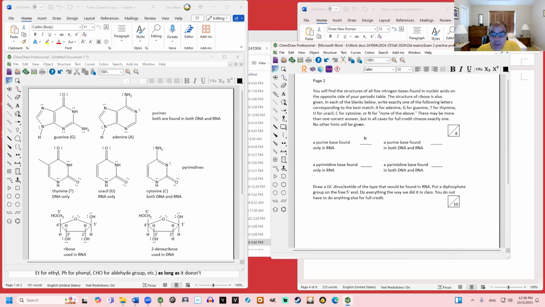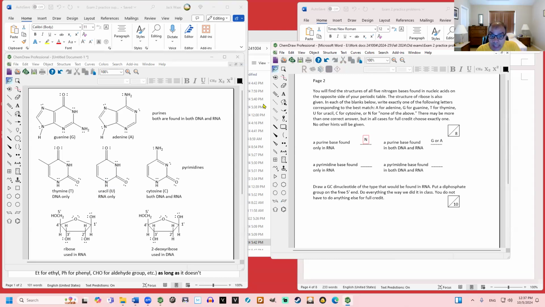I don't promise your exam questions will be phrased exactly like this, so you need to understand this material. And then we have a purine base found in both DNA and RNA. Well, either of these is correct. The question specifically says to put only one, but in this exam, whichever year I gave this, I would have accepted either guanine or adenine, since both are equally correct. Neither one of those is safer or more correct than the other. They're equally correct.